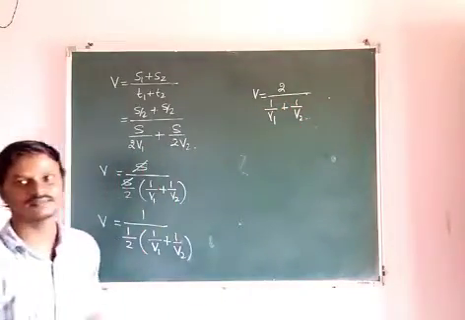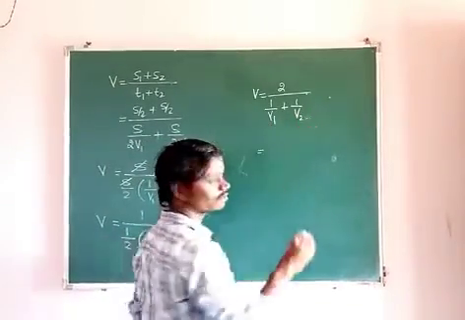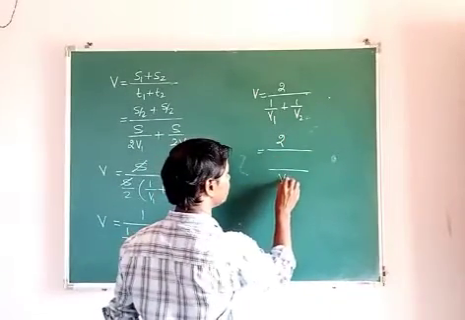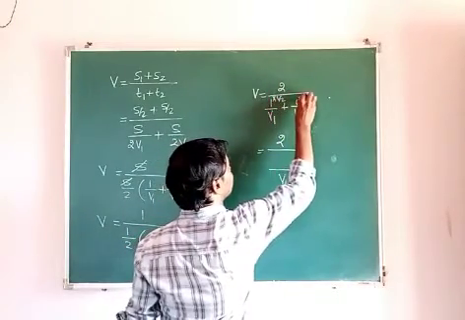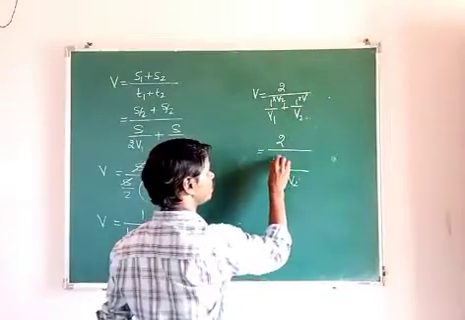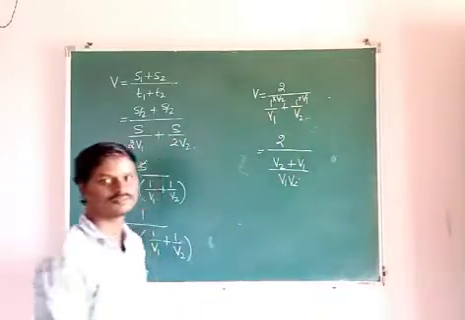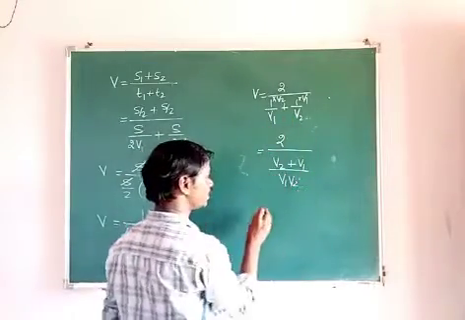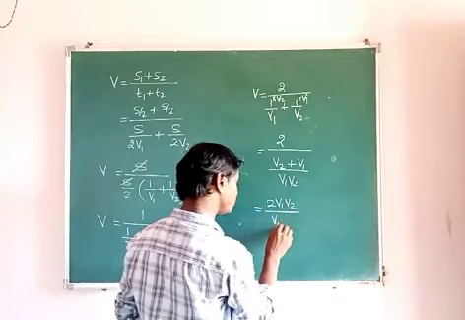And also take the LCM. How to take the LCM here? What is the LCM of V1 and V2? That is V1 into V2. 2 divided by, LCM is V1 into V2. Then here it is V2 and here it is V1. Then V2 into 1, that is V2, plus V1 into 1, that is V1, that is V1 plus V2. Then V1 into V2 comes to the numerator, that is 2 V1 V2 divided by V1 plus V2.